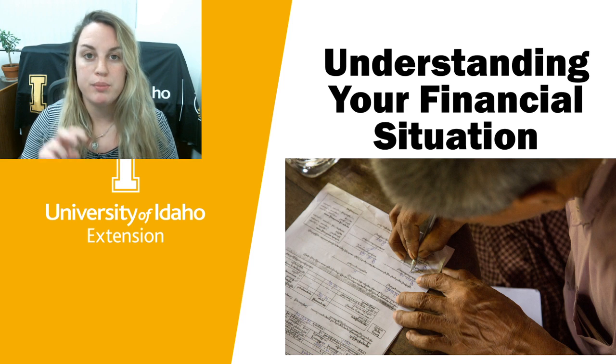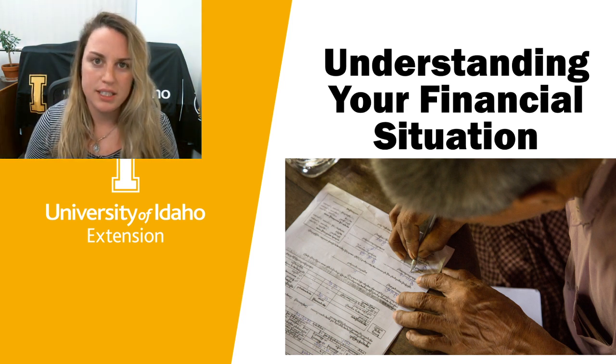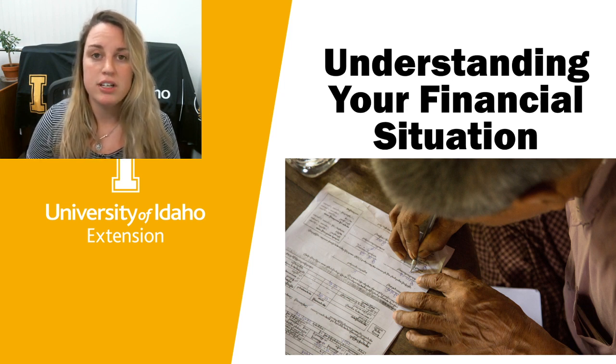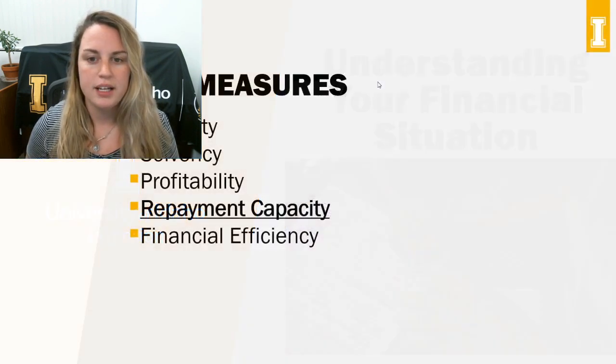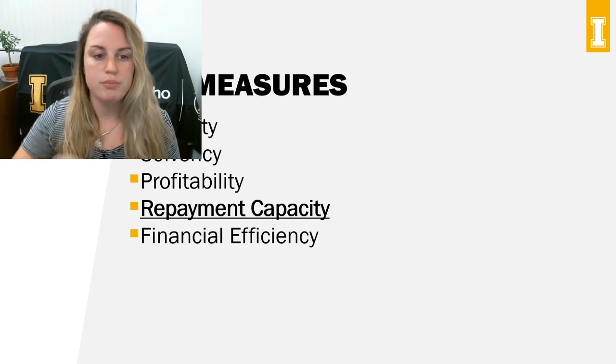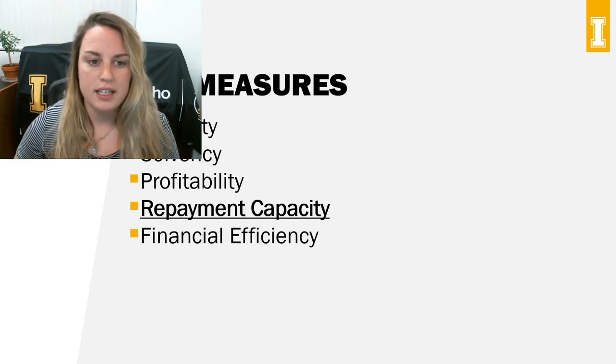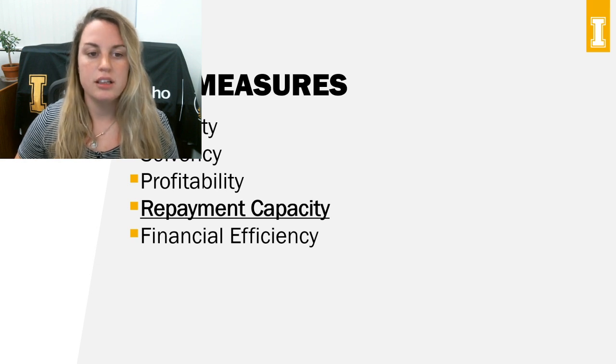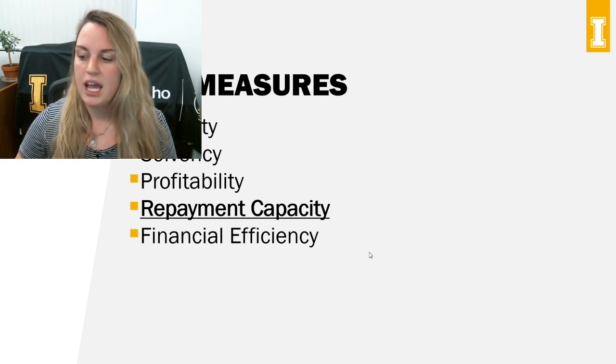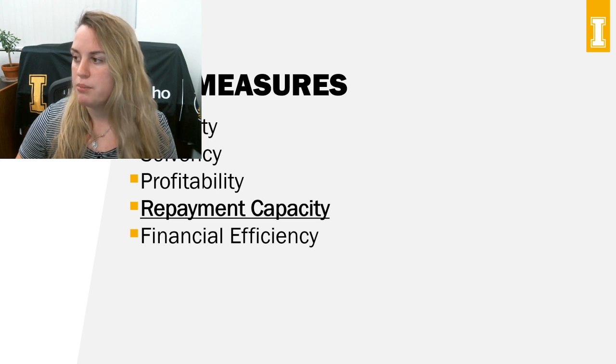So today we are doing part 2 of our 3-part series discussing and understanding your financial situation. If you haven't already, please go watch part 1 of this series because we will be starting off where we ended last time. Let me jump into today's topic. As you can see from the PowerPoint, we'll be discussing financial measures. We talked about last time liquidity, solvency, profitability, and now we're moving on to repayment capacity.